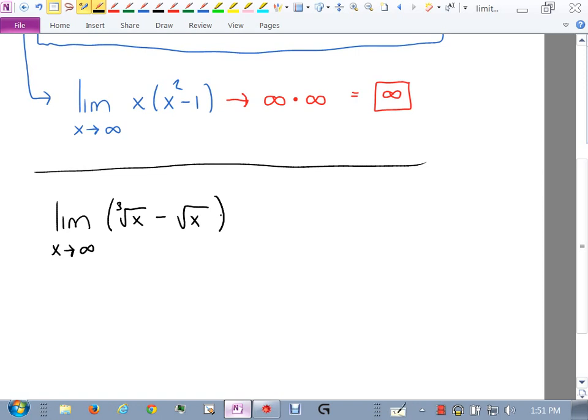Well, that's definitely going to infinity, right? Cube root of infinity is still infinity. We're taking away infinity again, and this is something I don't know, so I need to do something to it. Yes? So I need to do something to that, try and figure out what that is. In the previous problem, we factored, didn't we? And that seemed to work out okay.